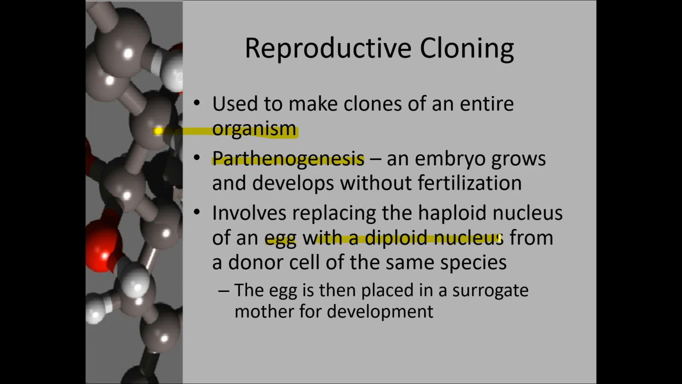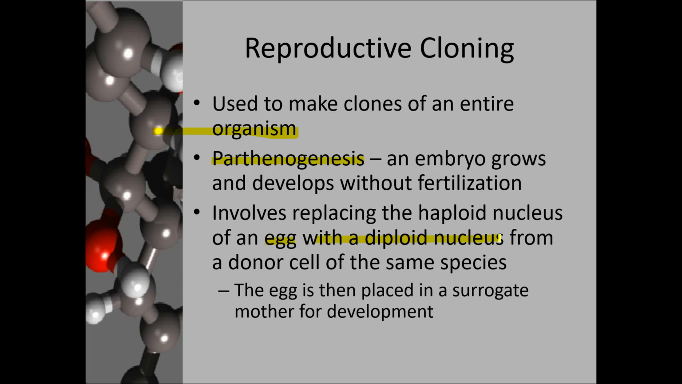So let's say that I wanted to clone myself. You could take an egg, you remove the nucleus, and then you could take a nucleus from one of my cells, let's say a skin cell that's a diploid cell, and I could put that nucleus into the egg. So now it has the 46 chromosomes. It doesn't need to be fertilized. It already has the 46 chromosome count. And so that DNA is specifically my DNA.